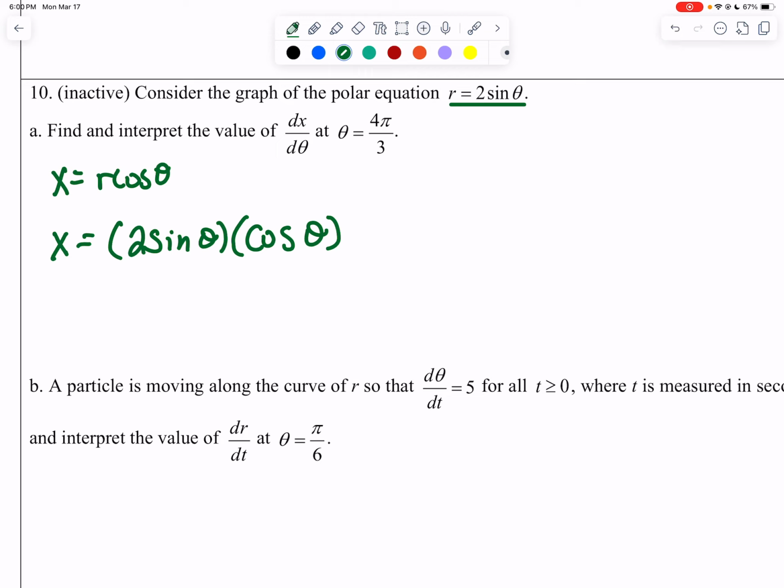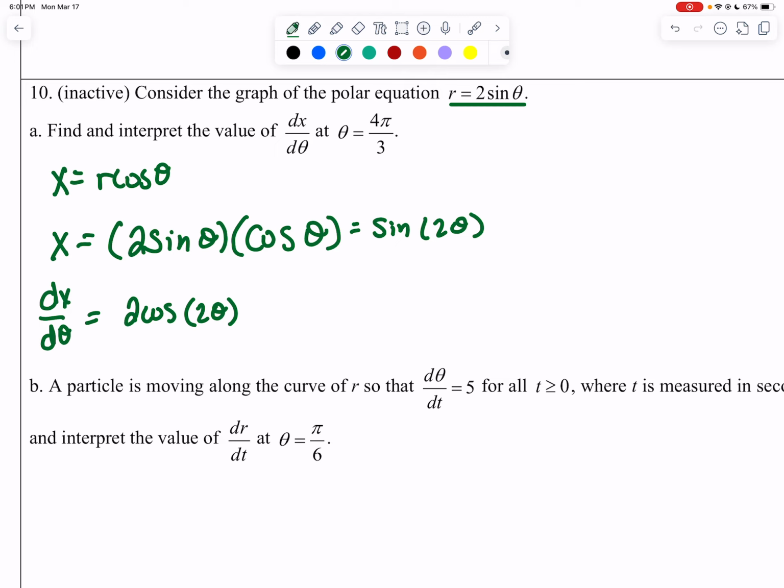Now, hopefully you guys remembered your pre-calc skills and how this right here, 2 sine theta cosine theta, is an identity, and that this is equivalent to sine of 2 theta. If you didn't remember that, then honestly you could use product rule, but it's going to be a lot. But now, given that we know that x is equal to sine of 2 theta, I could say dx/dθ is equal to 2 cosine 2 theta, see what we get, and call it a day.